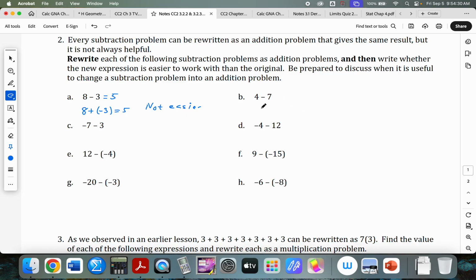For B, is there a question? All right, 4 minus 7 is what? Anyone? 4 minus 7, oh, negative 3. It's negative 3. So it'd be 4 plus what? Negative 7 is also negative 3.